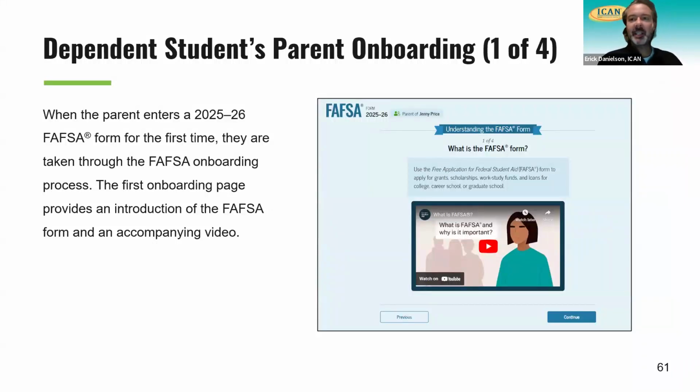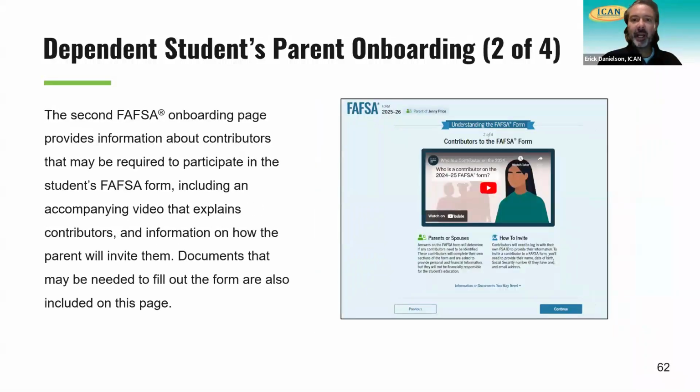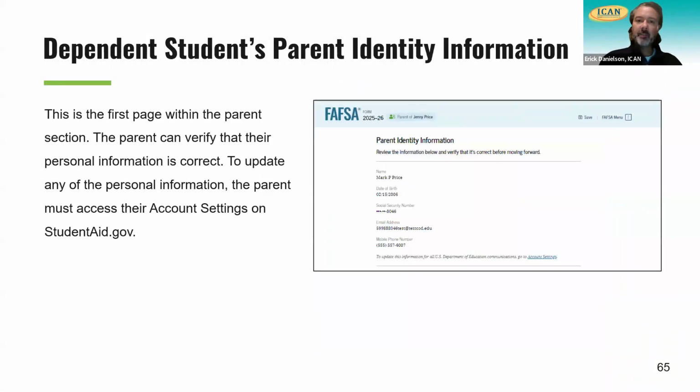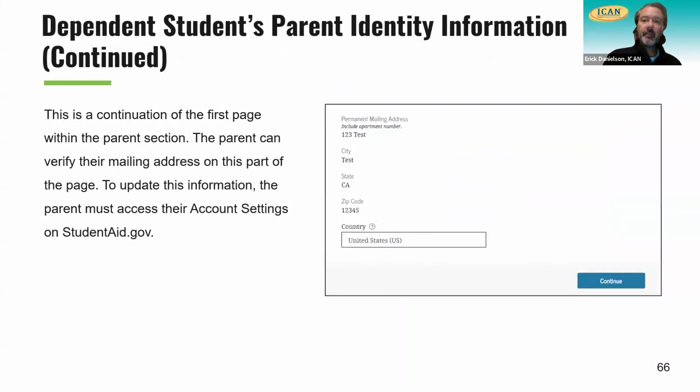They show you, if you want to see them, the four videos again: what is the FAFSA, contributors on the FAFSA, what to expect, and after submitting the form. But we're going to come to the parent identity information. You want to double check this to make sure all of that information is accurate. If anything needs to be changed, again, you would need to go back into the account settings within your login to make any changes to this information or address.